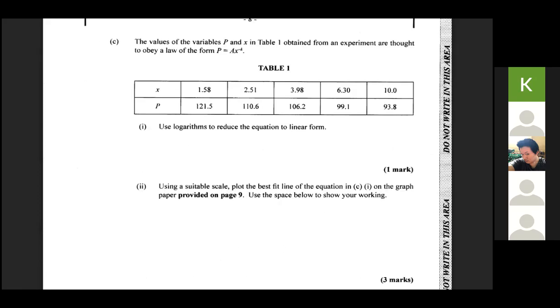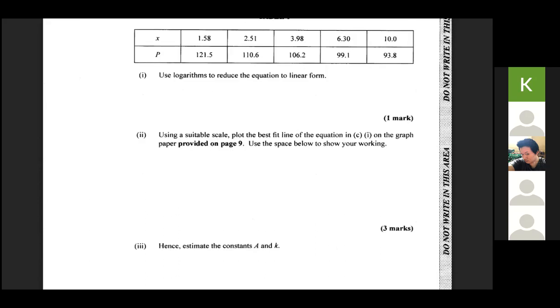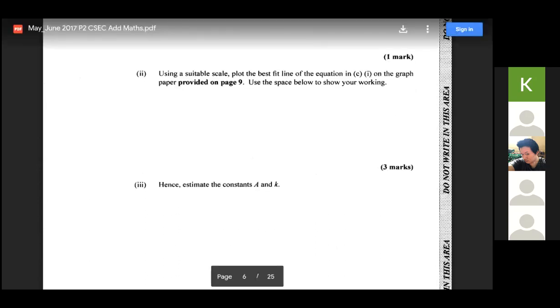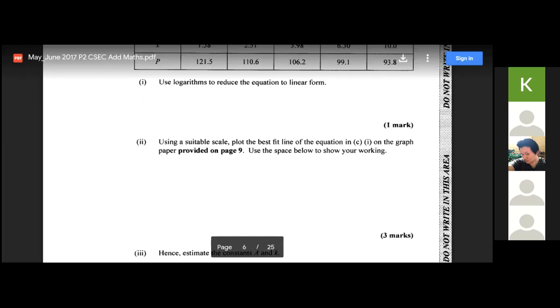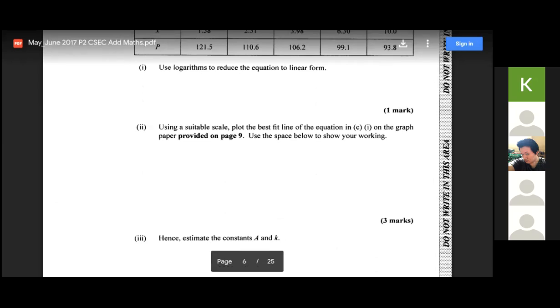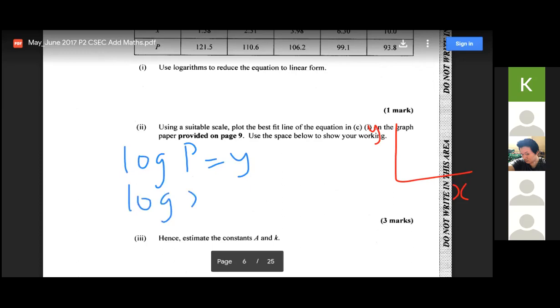Okay, so they asked me to plot this graph now. But what exactly am I plotting? Well, what we're plotting on the y-axis is log of p, because we said log of p is equal to y, right? Remember when doing graphs, y goes here, x goes here. So we said log of p is y, and log of x is what I would place on the x-axis.